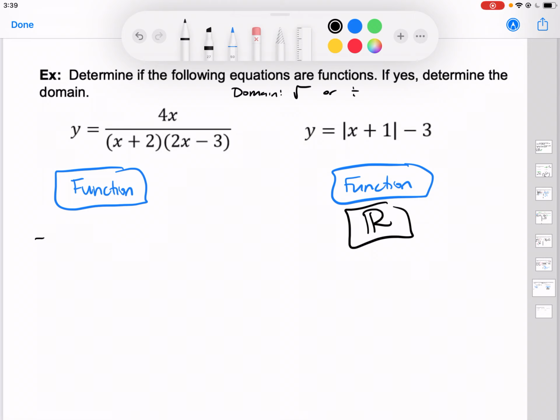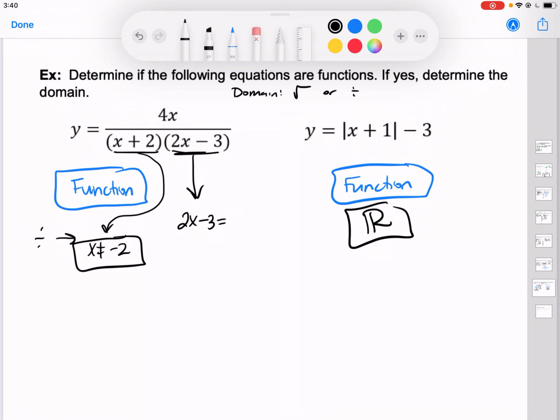This one is a division problem. So I'm going to go ahead and just find the zeros. So the 0 of x plus 2 is negative 2. So I'd say x can't be negative 2. If you don't know the 0 of 2x minus 3, just set it equal to 0 and solve. So you add 3 and divide by 2. So you'd also say x cannot equal 3/2.